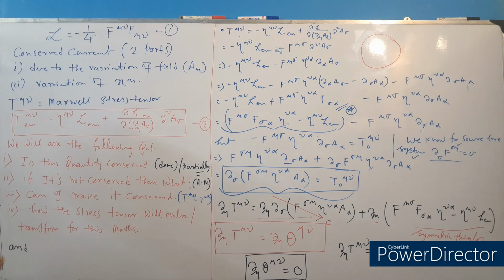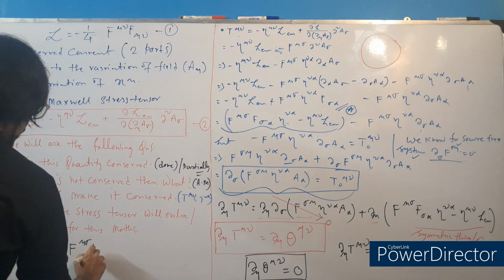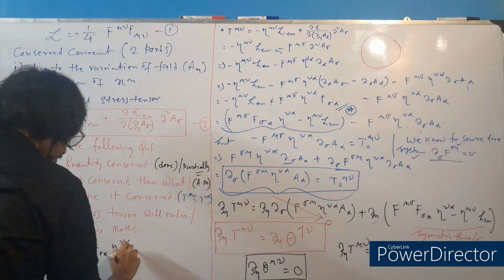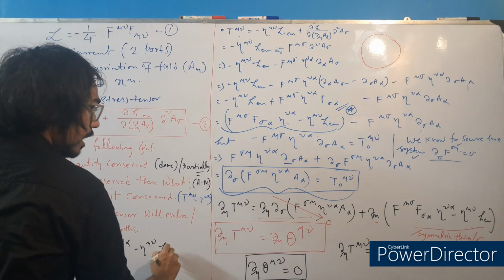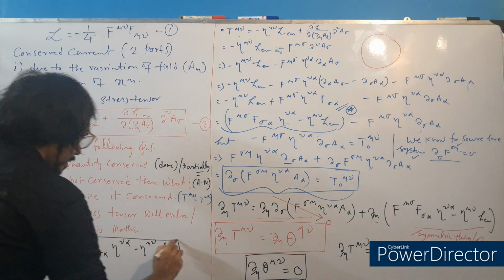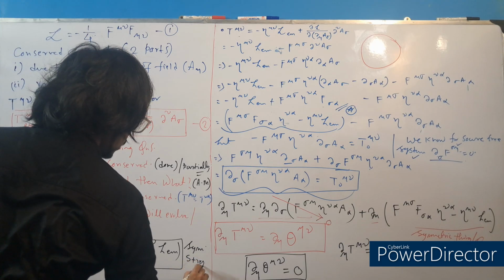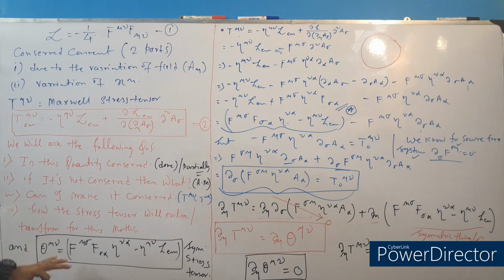And theta mu nu is a symmetric tensor and defined as f mu sigma f sigma alpha eta mu alpha, okay, minus eta mu nu L. So this is the symmetric Maxwell stress tensor. Symmetric Maxwell stress tensor. Fine.